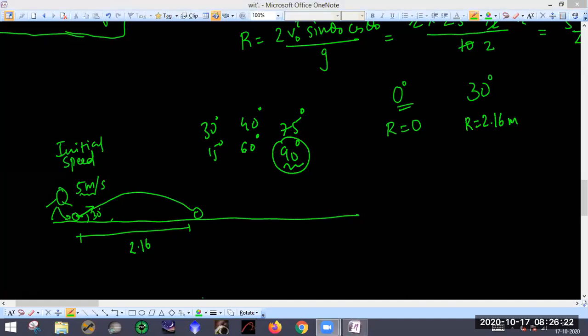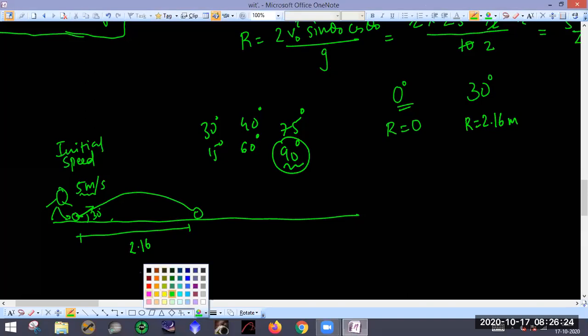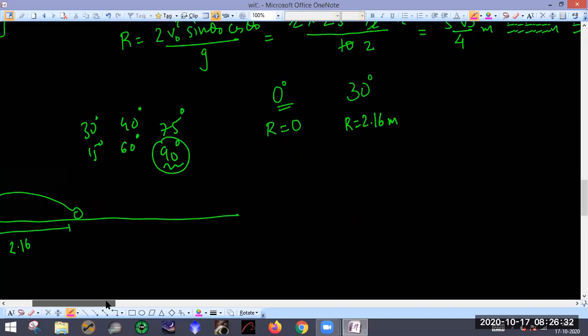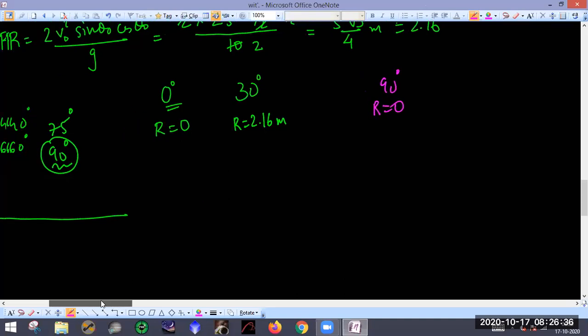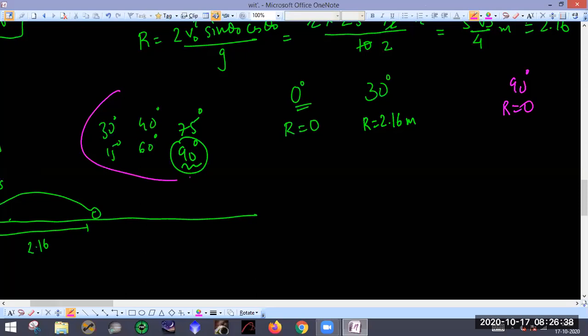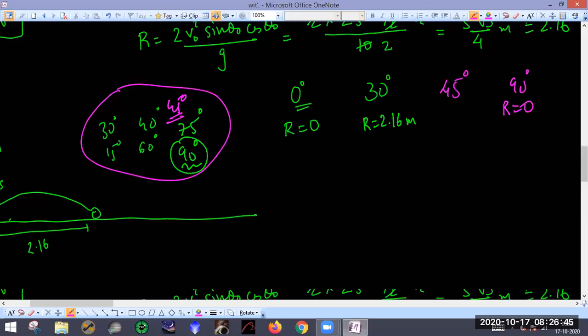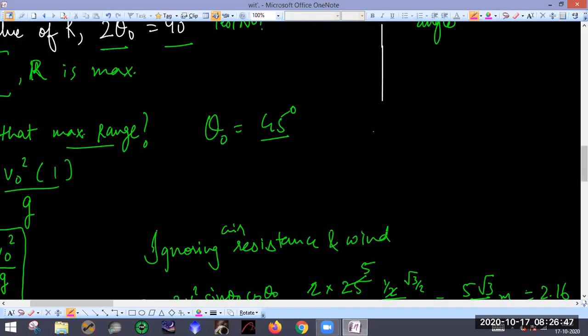Yes, it will go vertically at 90 degrees. You are kicking this ball like this. It will go vertically and fall back at the same place. So I hope you realize that even at 90 degrees, the range is 0. But out of all these angles that you are going to try, suppose you try 45 degrees, then its range will be highest. That is what we have understood so far, right? That is what we have calculated.